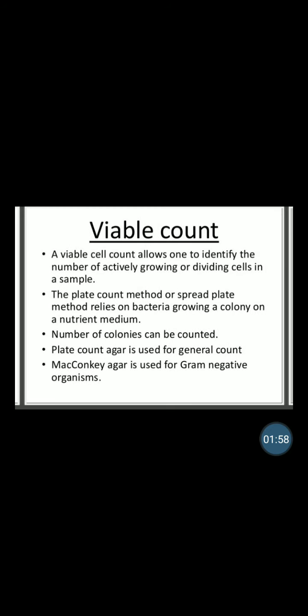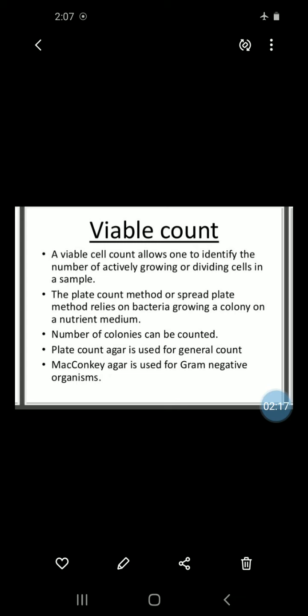First, viable count. A viable count allows one to identify the number of actively growing or dividing cells in a sample. The plate count method or spread plate method relies on bacteria growing into a colony on the nutrient medium. In this, the number of colonies can be counted.